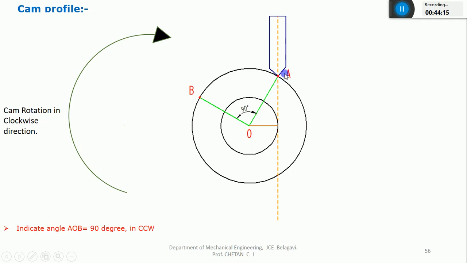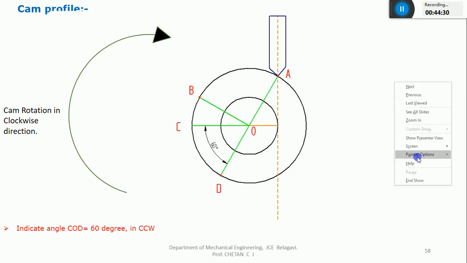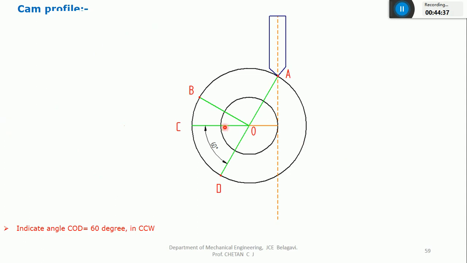I'll use the protractor. I'll indicate the first angle, that is 90. That is AOB has to be 90. BOC, the next angle, is 30. COD is 60. DOA is 180. Total is 360. Correct. So I have indicated all the 4 angles. Again, follow the same method.